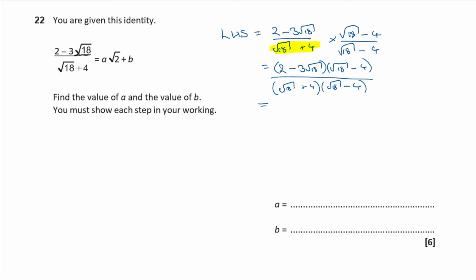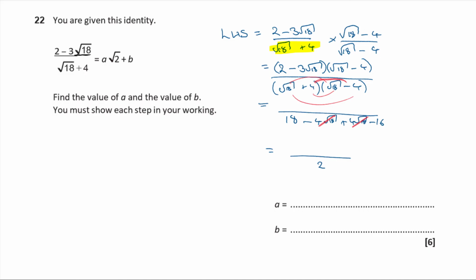Now when you multiply these things together, root 18 times root 18 is just 18, okay, and then root 18 times a minus 4 is minus 4 root 18, and then 4 times root 18 is plus 4 root 18, and minus 4 times 4, this bit here, is minus 16. Okay? Now I don't know if you've noticed, but I've got two identical terms in the middle with different signs. So these two cancel each other out. And that just leaves me with 18 minus 16 on the bottom, and 18 minus 16 is 2.